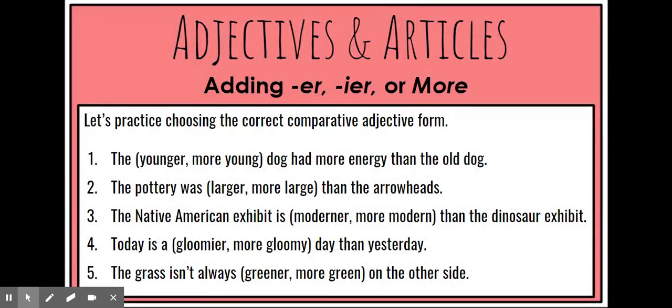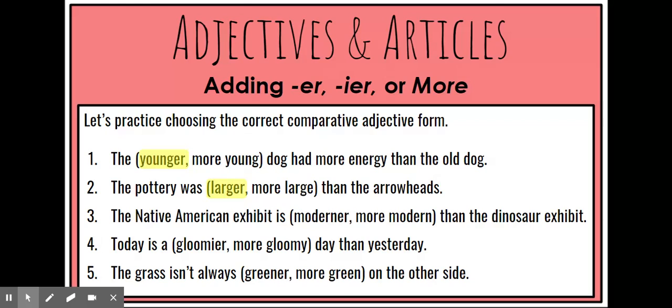Let's practice choosing the correct comparative adjective form. The younger, more young dog had more energy than the old dog. Well, here the original adjective would have been young. Young has 1 syllable, and so we would use the word younger. We would just add the suffix er. The pottery was large, larger, more large than the arrowheads. Here the word large has 1 syllable, and so we just would add an r to the end. And it would have the ending er, like we would need for it to be a comparative adjective.